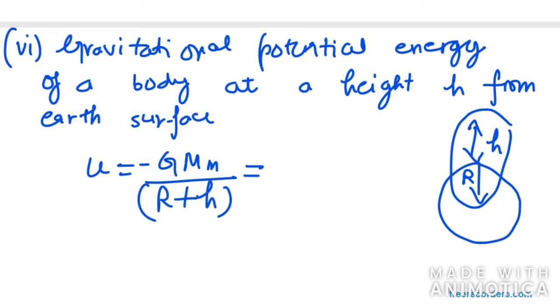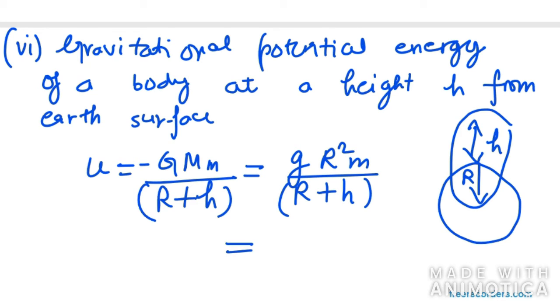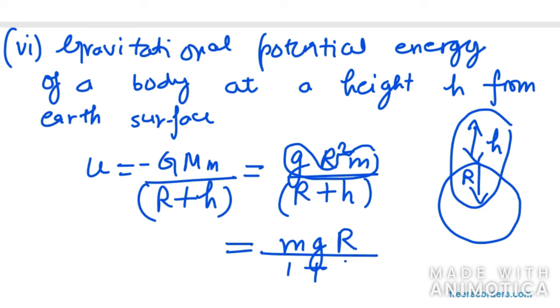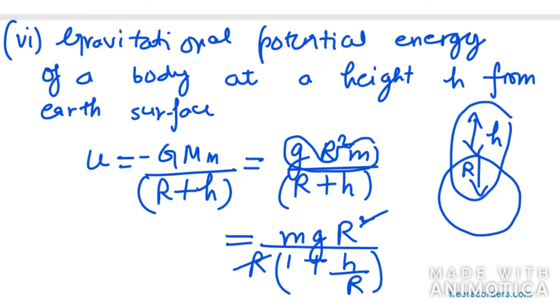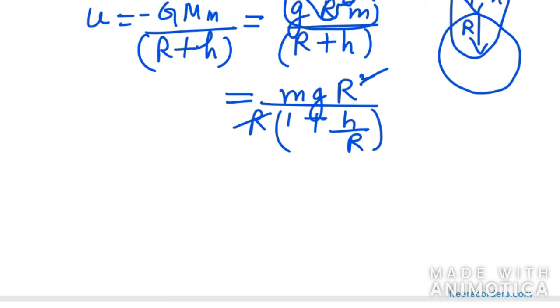So here the equation is, and now we can equate the value from this, like you know that it is equal to g R square m over r plus h. So we can write it as m g R, and then 1 by h plus R, because we would be taking R common from here. So it will be m g R over 1 plus h over R.